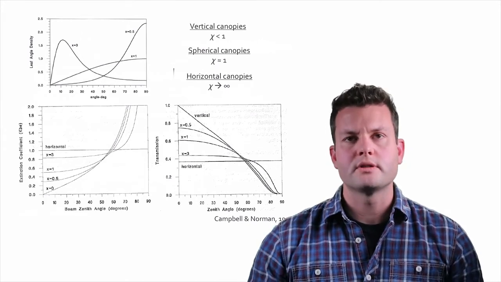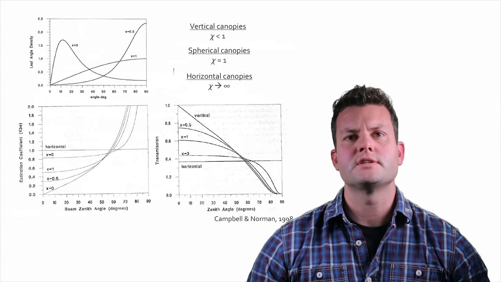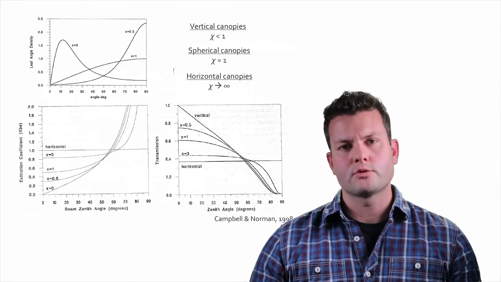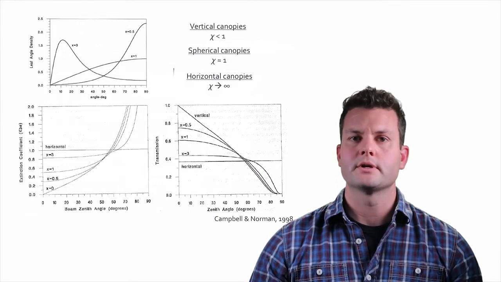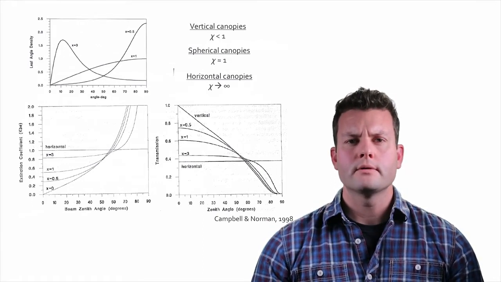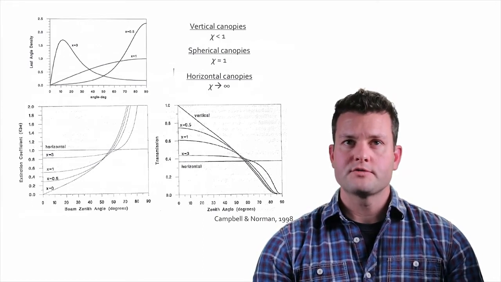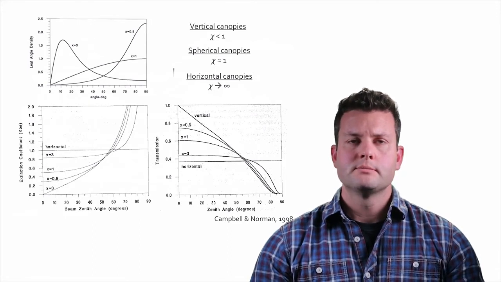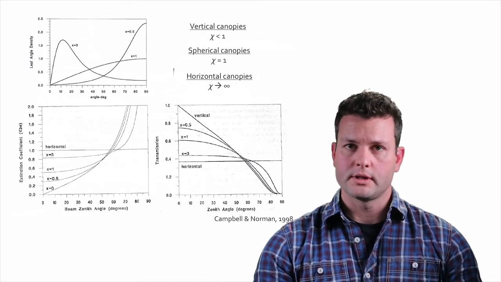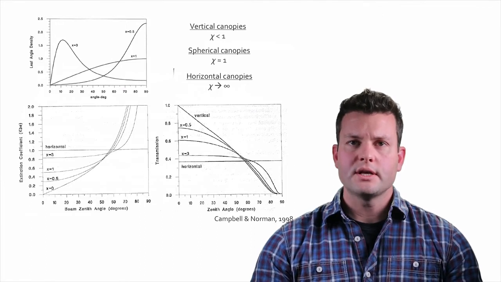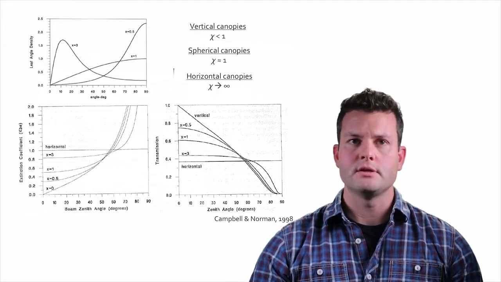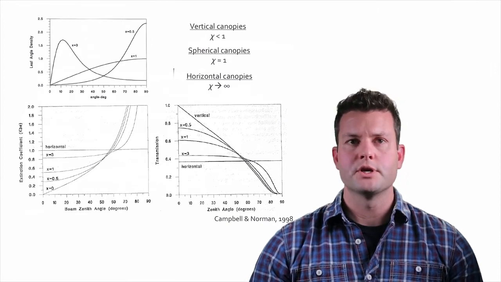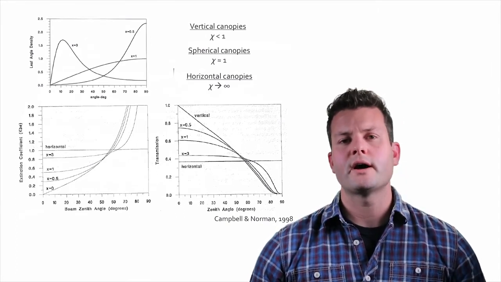I think the most important thing to take away from all of this is to see that in the upper left, there are 3 different canopies with very different leaf angle distributions and thus different chi values. However, those chi values range from 0.5 to 3. But if you look at both the figure in the lower left and the lower right, there isn't a huge amount of difference in either extinction coefficient or transmission amongst those chi values.